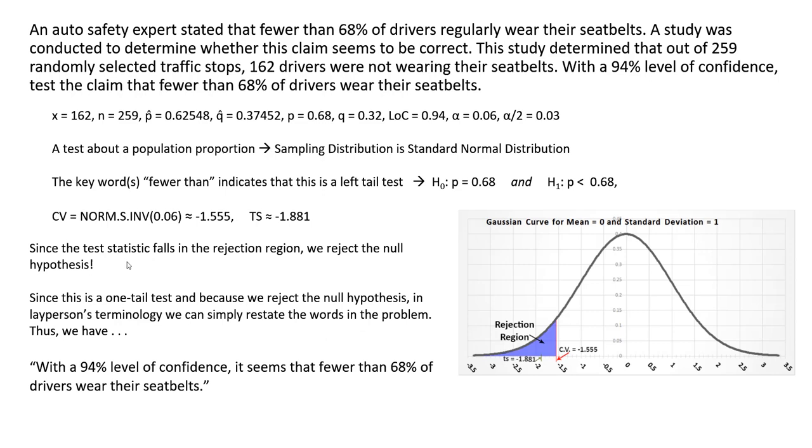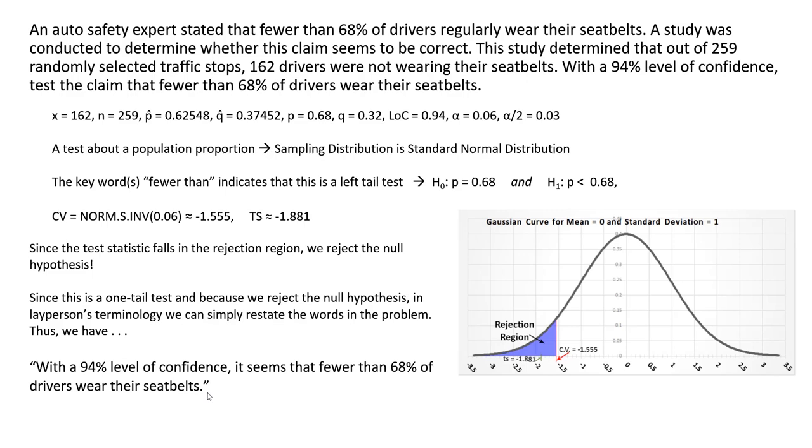I just stated that again here in writing. Since the test statistic falls within the rejection region, we reject the null hypothesis. Since this is a one-tailed test, and because we reject the null hypothesis, in layperson's terminology, we can simply restate the words in the problem. Thus we have, with a 94% level of confidence, it seems that fewer than 68% of drivers wear their seatbelts.